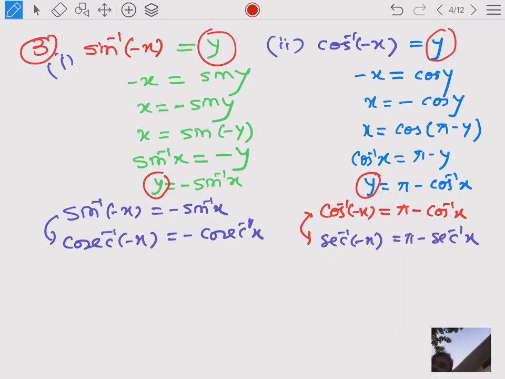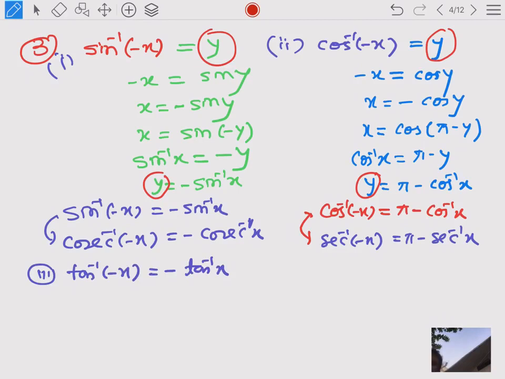Similarly for tan inverse and cot inverse, we write the formula according to the principal value branches. Students, I will discuss this later also. The third property for tan inverse of minus x is directly minus of tan inverse x.